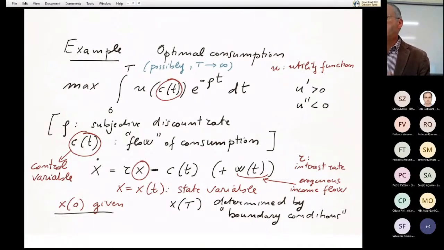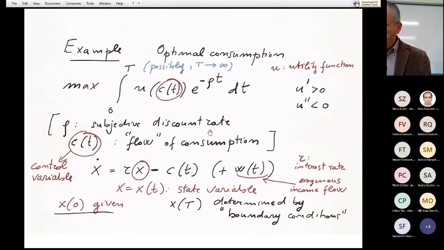So this is called flow consumption. This discount rate need not necessarily be an interest rate, a market interest rate. It is called subjective discount rate because it depends also on the time preferences of the decision maker. It is different from the market interest rate that appears in the state equation. So this is a true market interest rate. This is a subjective interest rate. The utility has these properties.